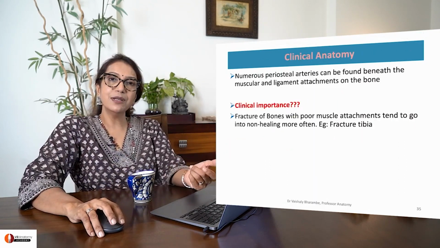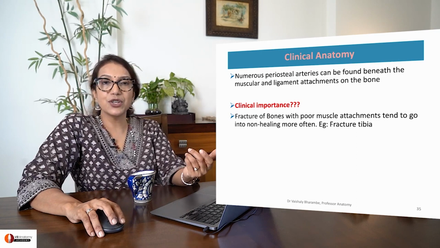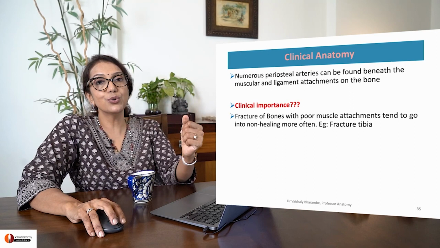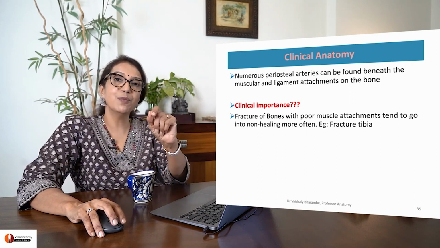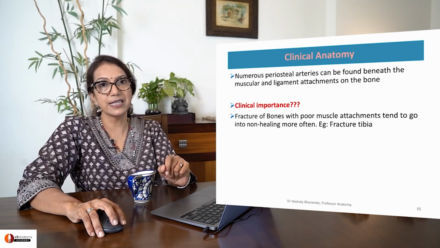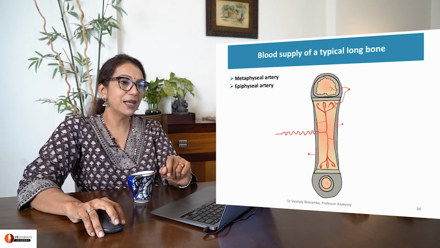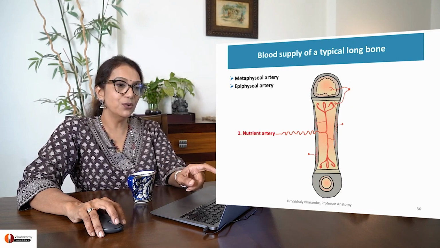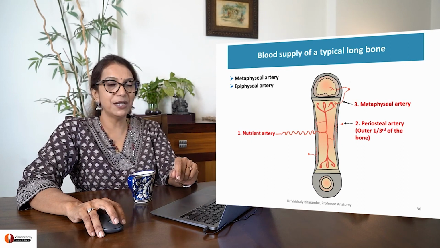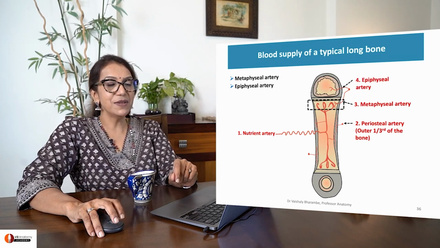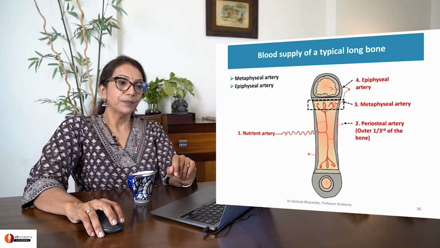Okay, what is the importance of this knowledge? See, what happens is sometimes when there is a fracture and the overlying muscle tissue is less, then often that bone goes into non-healing because of poor blood supply to the fracture site. Right. We now come to the last 2 arteries. We've done nutrient, we've done periosteal. Now here is the metaphyseal artery supplying the metaphysis, and epiphyseal artery supplying the secondary center of ossification.